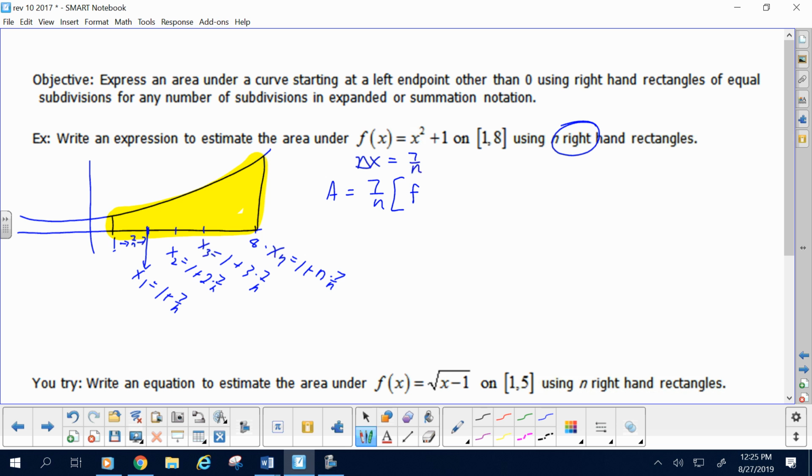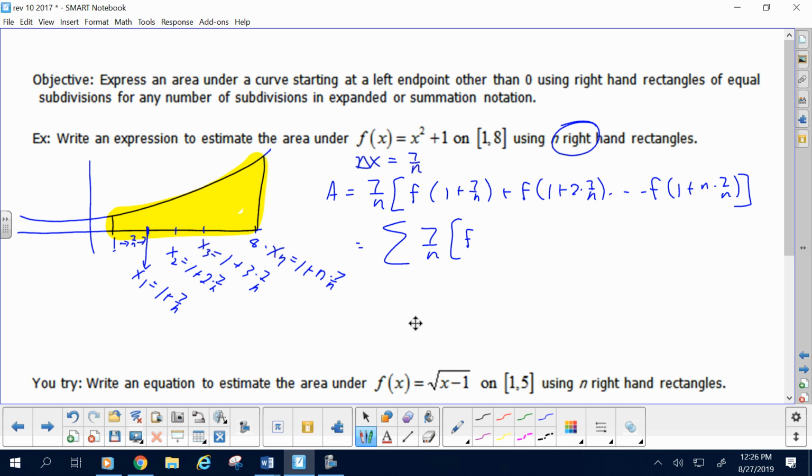All right, then. So my first height is the function at what x value? f of 1 plus 7 over n. And the next is f at 1 plus 2 times 7 over n's, terminating with f at 1 plus n times 7 over n's, or 8. They're both true. Okay, let's write that in summation notation. 7 over n is just hanging outside. Inside is f at different x's. And so what is the pattern? f at what?